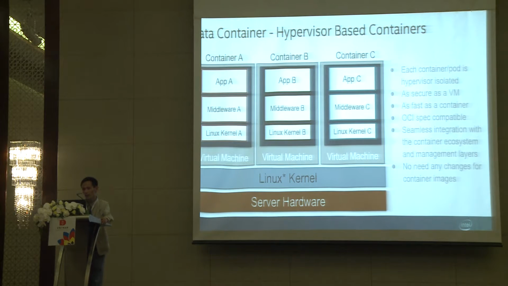So Kata container is implemented based on the OCI spec, which is a container runtime spec implementation. So it can be seamlessly integrated with the container ecosystem. In other words, it can be seamlessly integrated with Docker or Kubernetes. And also, the container image can run on the Kata container seamlessly without any change.